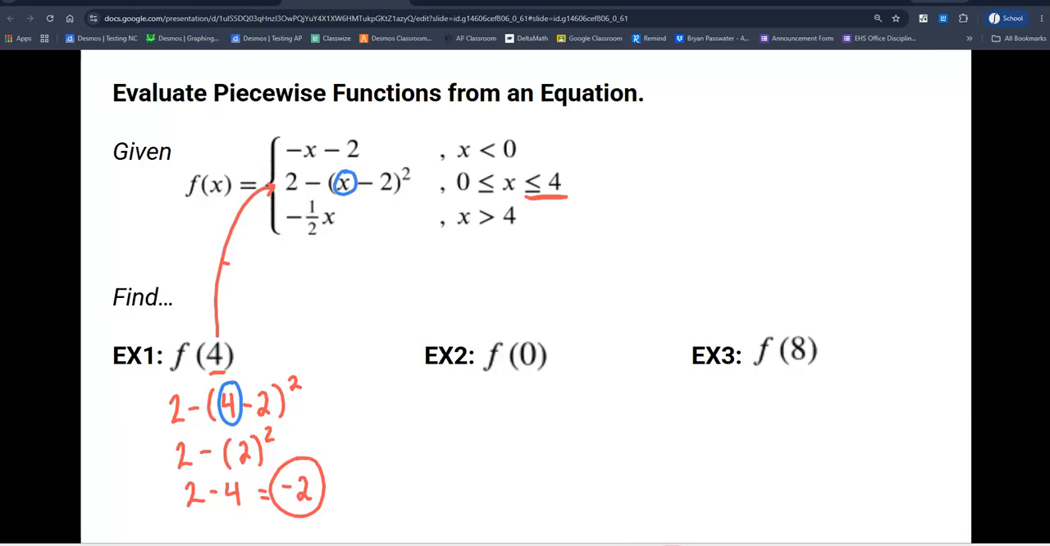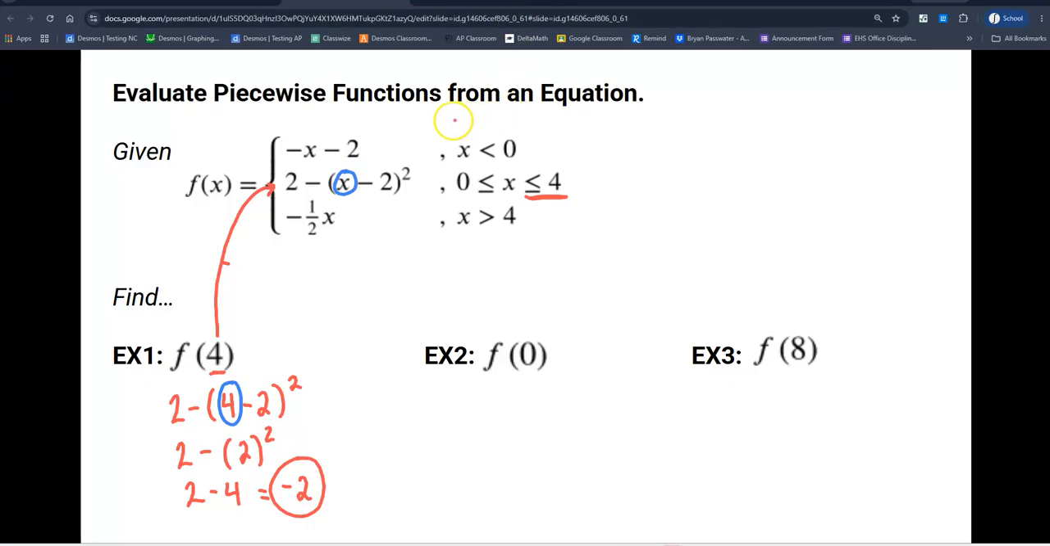Okay, you are only using one piece. Don't plug it into all 3 of these. I see kids do that a lot. Okay, just one piece. You got to pick your piece first. So, Lily, if I'm looking at example 2, which piece of the piecewise function do I need to choose? The top, the middle, or the bottom?